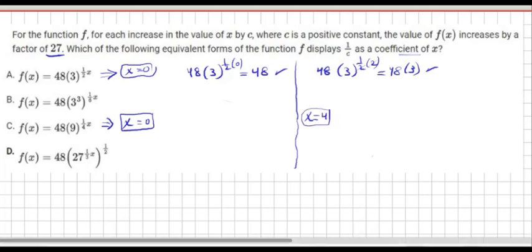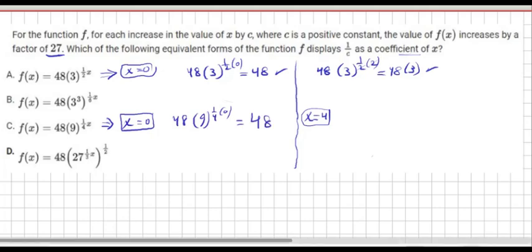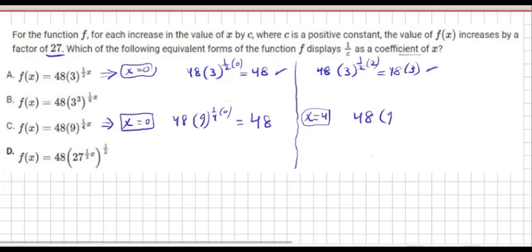So when replacing x with 0, we get 48 times 9 to the power of 1 over 4 times 0, which means 1 over 4 times 0 is 0. So 9 to the power 0 is equal to 1, and 1 times 48 is 48. And when replacing x with 4, we get 48 times 9 to the power of 1 over 4 times 4.